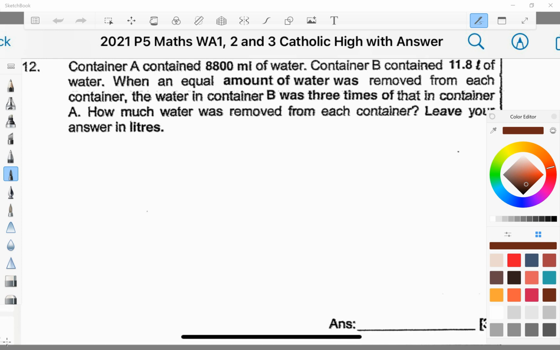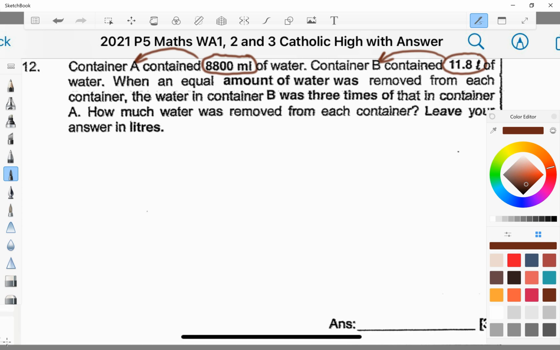Container A contains 8,800 ml of water. I will circle that. Then I'll point at container A. They continue by saying container B contained 11.8 liters of water. I'll circle that. I'll point to container B.